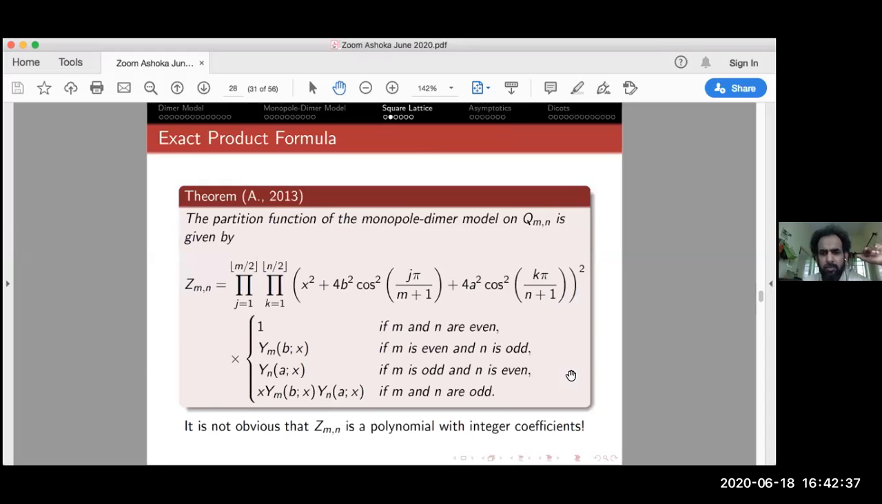Is the partition function just the characteristic polynomial of the Kasteleyn matrix with variable minus x? Exactly. Yes. That's all there is. So then the eigenvalues that Kasteleyn and Fisher and Temperley calculated, you just use those.